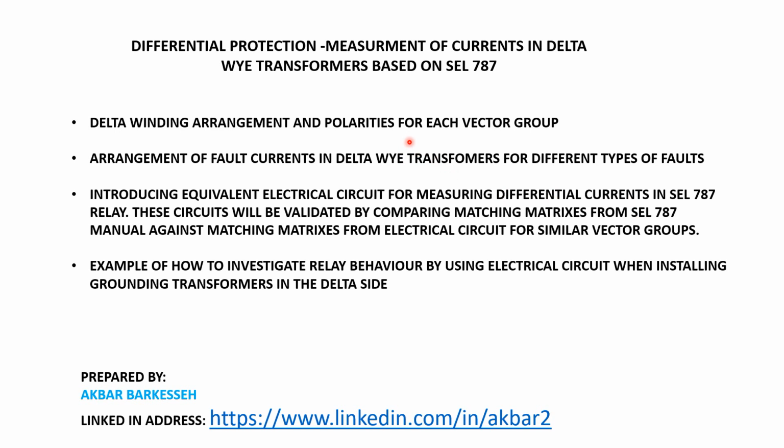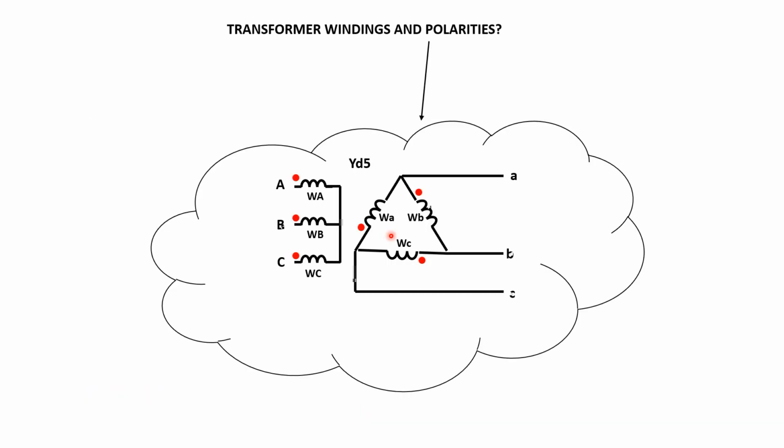So I'm jumping. You can pause and see what's the agenda here, but I'm going to jump first to transformer winding polarities, and in the vector group, how to identify the arrangement of the windings on the delta side and their polarity. At the end of a few slides, we're going to see how to get this arrangement and also the polarities, for example, for YD5 or any of them.